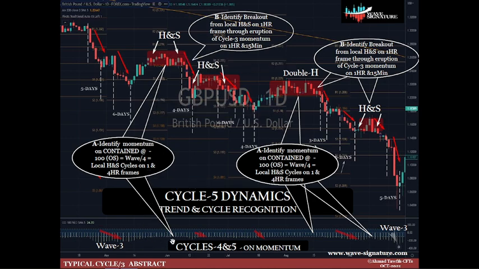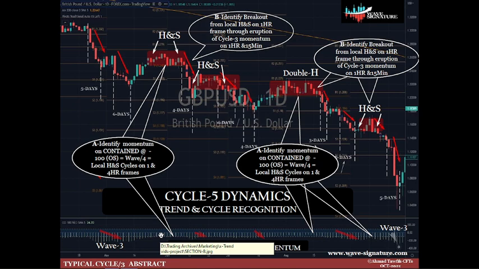We can see here that momentum is contained above overbought. This is called the cycle 4. You can see here at that red arrow that again momentum is contained at overbought. This is another cycle 4, and this is the third cycle 4. Whenever momentum drops, the histogram drops below oversold, it becomes a cycle 5 actually. It becomes trending, like this move here.